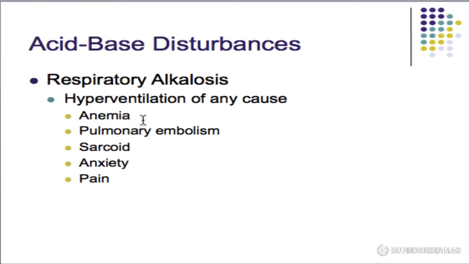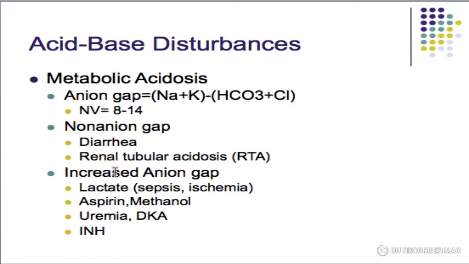We have anemia, pulmonary embolism, sarcoidosis or sarcoid, anxiety, and pain. So pain is commonly the painful dyspnea or painful breathing. So metabolic acid-base disturbances. These are metabolic acidosis that causes are diarrhea, renal tubular acidosis, RTA, increase in iron gap, lactate, aspirin, uremia, and INH.